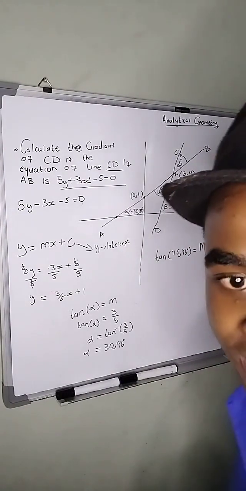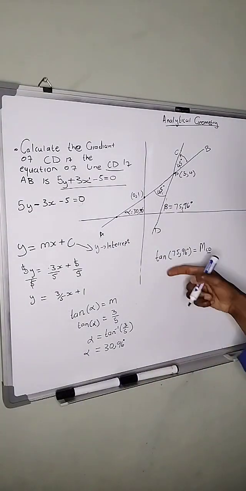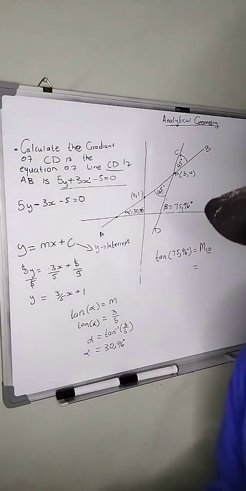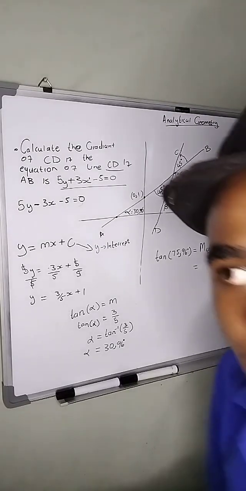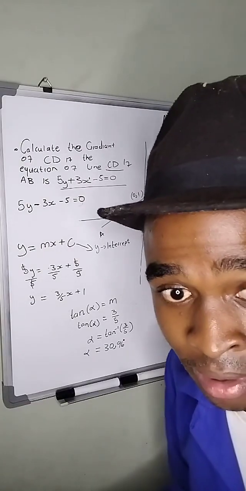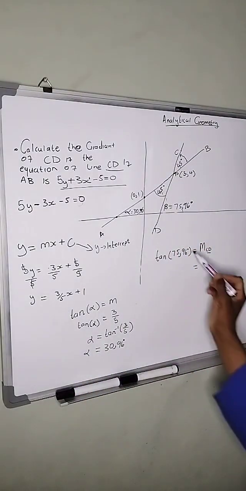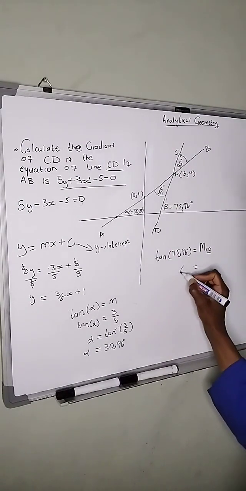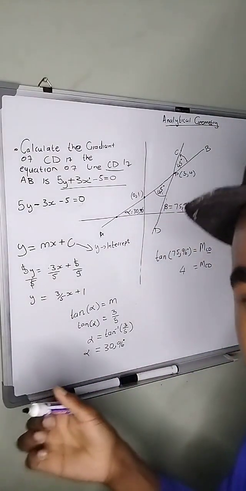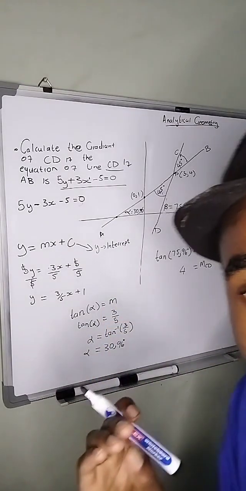We are finding the equation, but in order for us to find the equation, obviously we are going to use this tan 75 degrees. So can I get the gradient of CD? It's going to be 3.99. Corrected to 2 decimal places, it's going to be 4. It means that 4 is going to be the gradient of CD, because 3.99 is closer to 4.